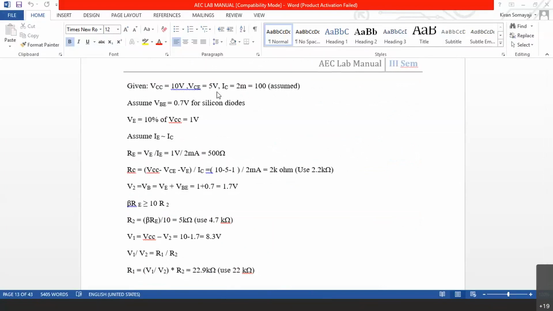VCEQ has to be VCC by 2. So naturally, VCE is 5 volts. Now let us consider the ICQ as 2 milliampere. Beta is 100. Actually, that beta is missing here. It has to be written as beta equals 100. Okay. So now assume VBE of 0.7 volt for silicon diodes. Let us have VE equals 10% of VCC. These are all design values.